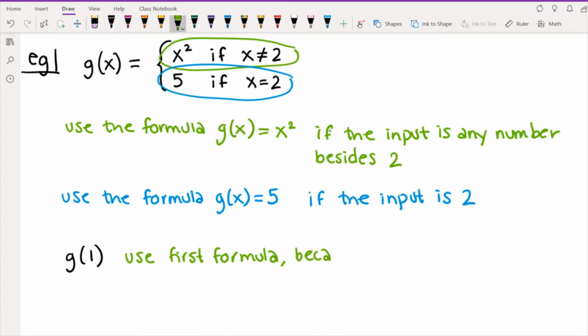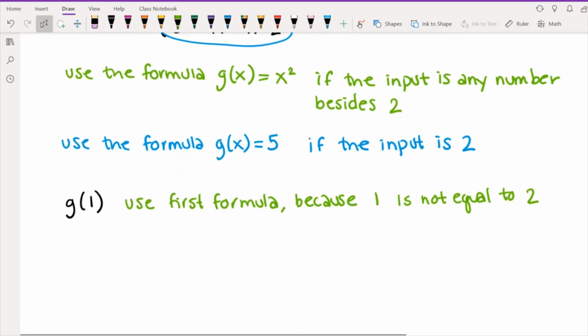And that is because the input is 1, and 1 is not equal to 2, right? For any number that's not 2, we're going to use that top formula. And so that means that g of 1 is going to be equal to 1 squared, which is 1.